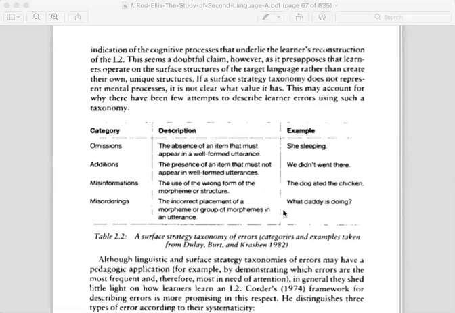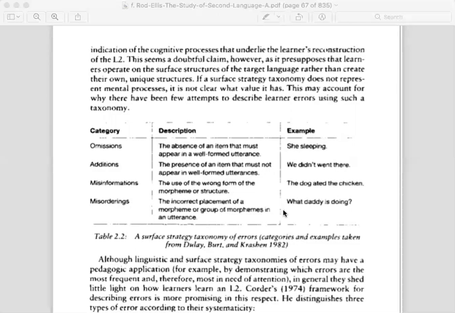Corder also gave a framework for describing errors. For instance, he divides it into 3. And that's another taxonomy that we are discussing. There are a number of taxonomies, and we have discussed almost 3 to 4 taxonomies here. So Corder gave one more taxonomy, and that seems more promising also, because it reasons why a certain error has been committed. So he says that there are 3 categories.